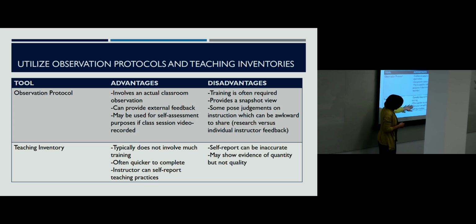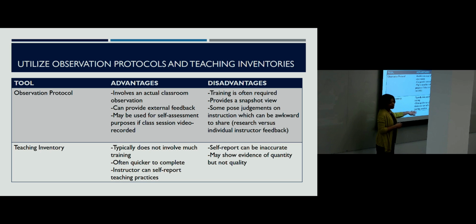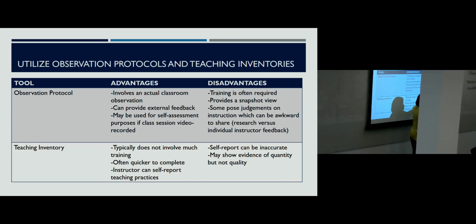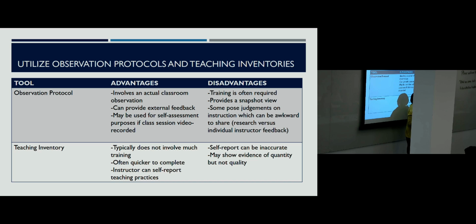Now, teaching inventories typically don't involve much training. You're basically just going to fill it out. It's often quicker, and it's self-report. That could be a good thing, but the disadvantage is that self-report can be inaccurate, right? Maybe I think I'm doing this in my class, but maybe I'm not. So having multiple levels in reflective teaching is huge. Not just the inventory, but also feedback from students, also my own reflections as well.